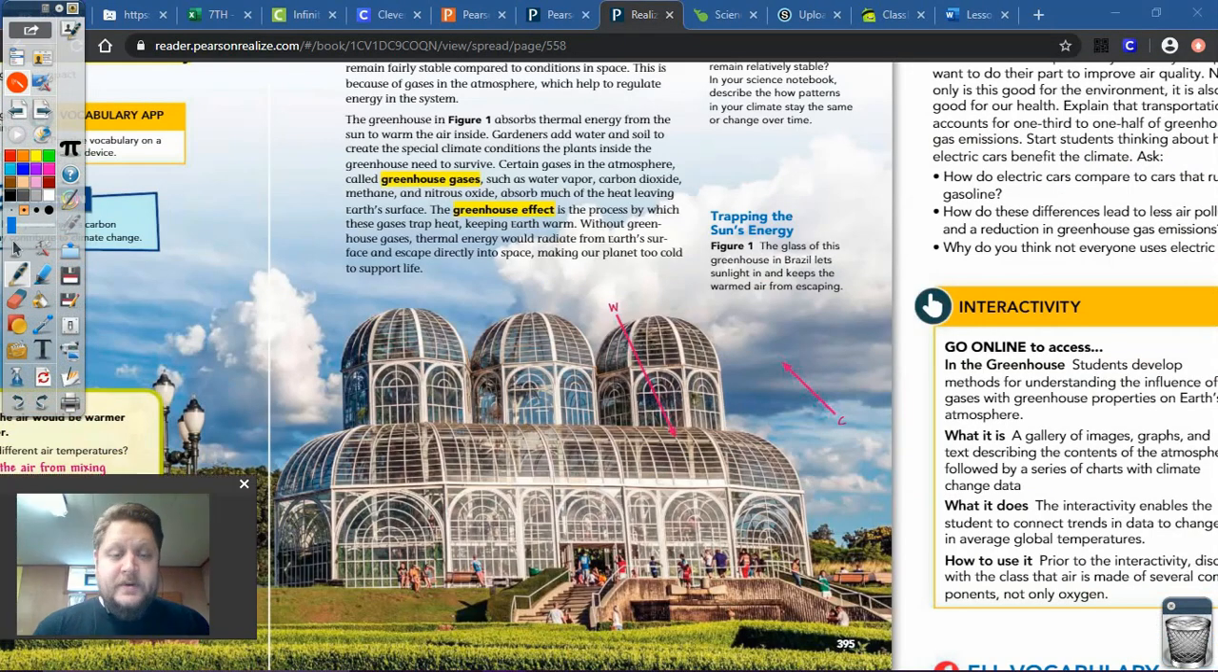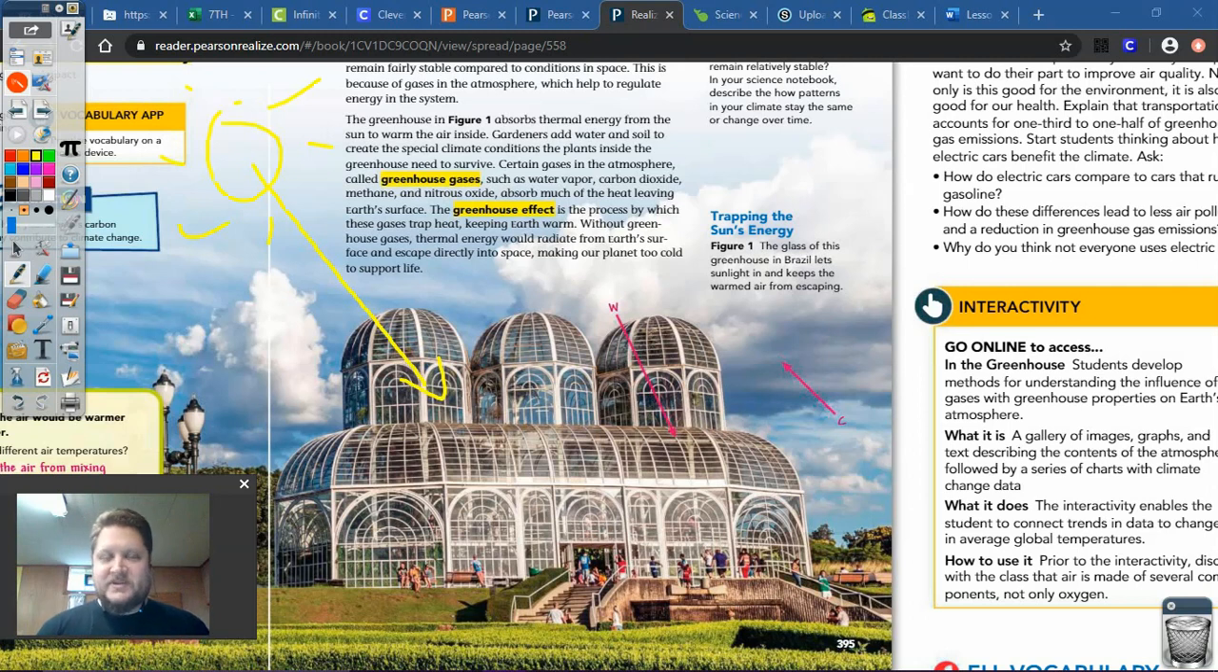So the first thing I'm going to talk about here is how a greenhouse works, because if you don't understand how a greenhouse works, talking about greenhouse gases or the greenhouse effect is kind of meaningless. So here we have a picture of a greenhouse. Now, the way a greenhouse works is this. We have sunlight, we have light energy, coming from the sun and entering through the glass of the greenhouse. Okay, light energy can easily pass through the glass.